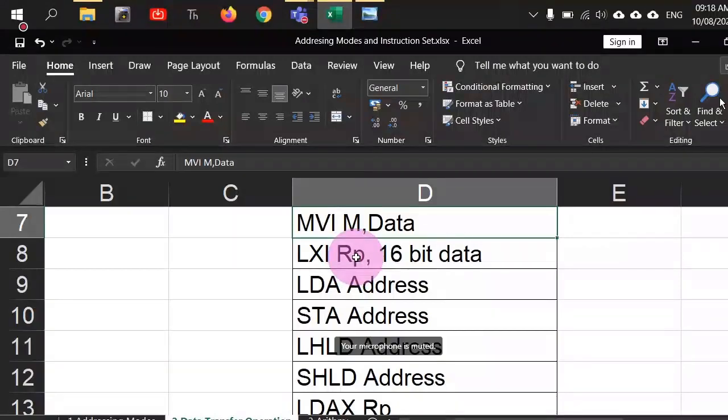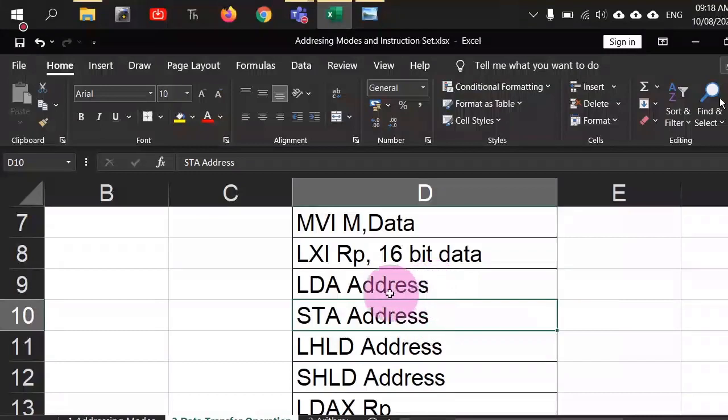And to be able to specify a register pair, you actually have to specify only its first register. For example, if you want to copy the data in BC register pair, then you only have to write LXI B, comma some 16-bit data, right? Then LDA and STA you are already aware of, so we are not going to discuss LDA and STA again.